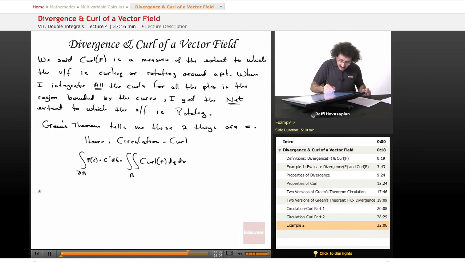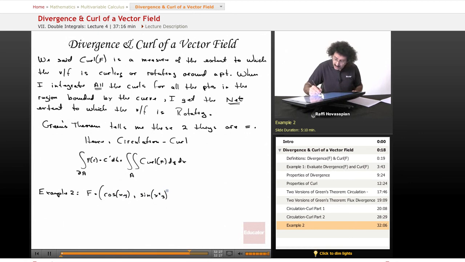So let's go ahead and do an example and finish it off that way. So example 2, we'll use the same vector field as before. So we have f is equal to cosine of xy and sine of x squared y.